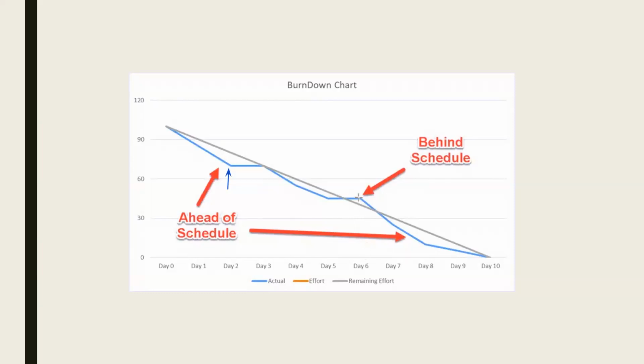Oh yeah, on day six you see a spike and you are above this ideal line. Okay, what does it mean? That means you are not able to complete that particular user story, and it is taking a lot of time, because of which it is above and you are behind the schedule. Okay, did you get it till this point?